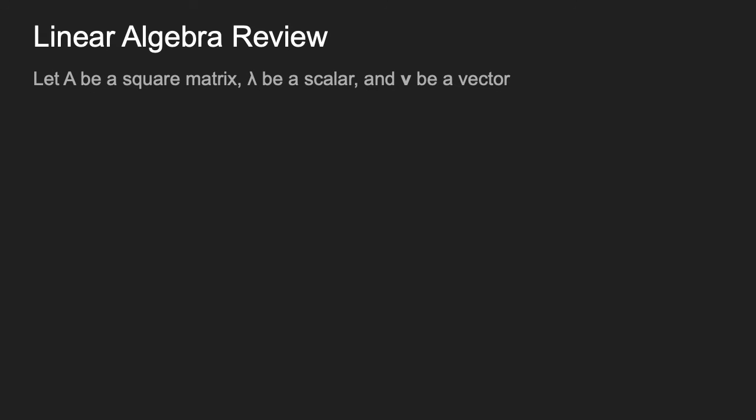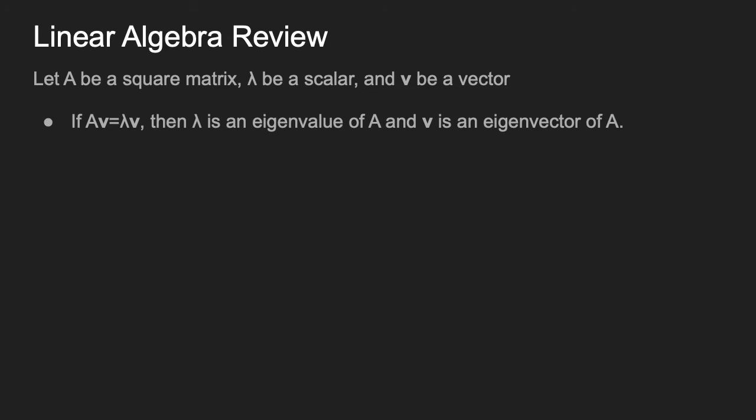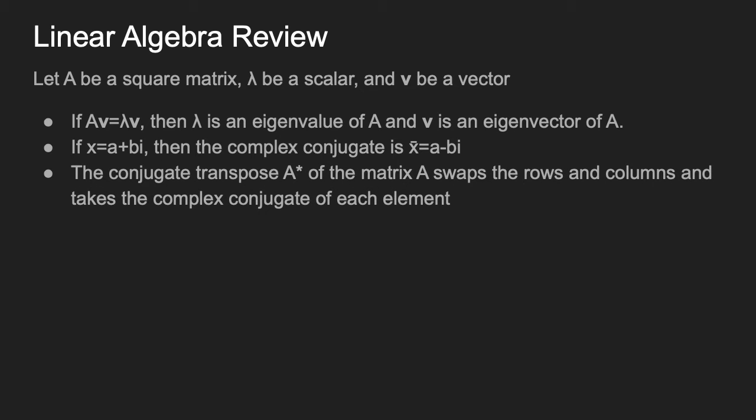So let's review some terms from linear algebra topics. Let A be a square matrix, let lambda be a scalar, and let V be a vector. If the product A times V equals the product lambda times V, then we say that lambda is an eigenvalue of A and that V is an eigenvector of A. If X is equal to a plus bi, then the complex conjugate is X bar, which is equal to a minus bi. The conjugate transpose A star of the matrix A swaps the rows and columns and takes the complex conjugate of each element.